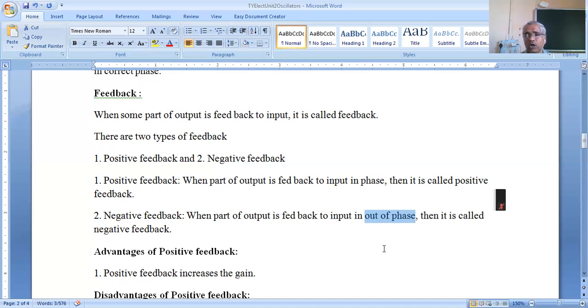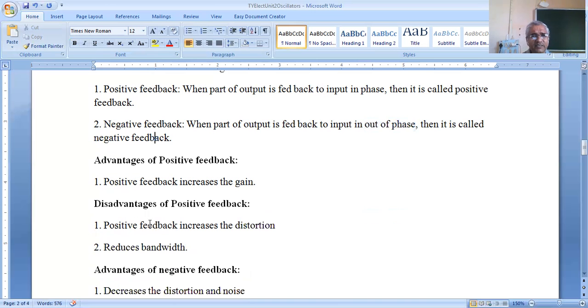So input and feedback signals are out of phase. Input signal and feedback signal are out of phase in negative feedback. In positive feedback, input signal and feedback signal are in phase. So positive feedback increases the gain, negative feedback decreases the gain. So what are the advantages of positive feedback? Positive feedback increases the gain. So the gain of the amplifier increases with positive feedback.